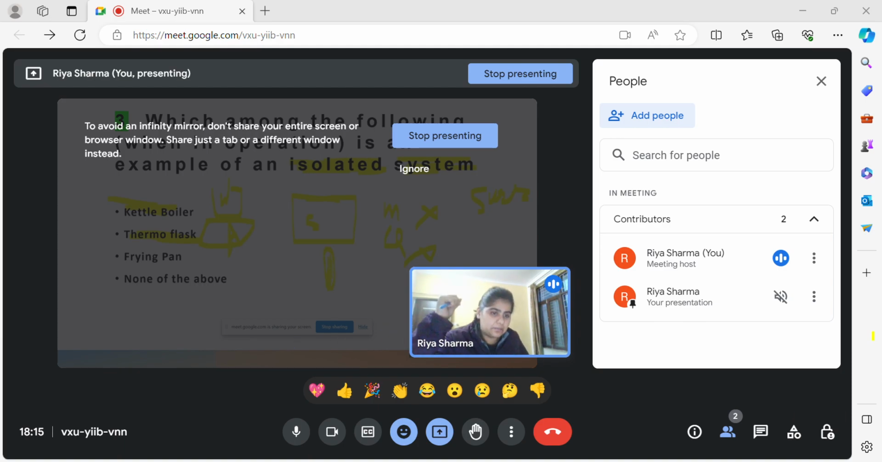Third is the frying pan, which your mother used, or your, I should not be saying mother, but yeah, which we use to make heat. So think about what a frying pan does, what a thermoflask does, what a kettle boiler does, because thermodynamics is basically based on application. Thermodynamics is the subject where you can think about it.